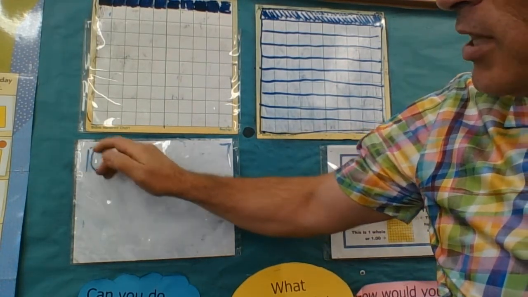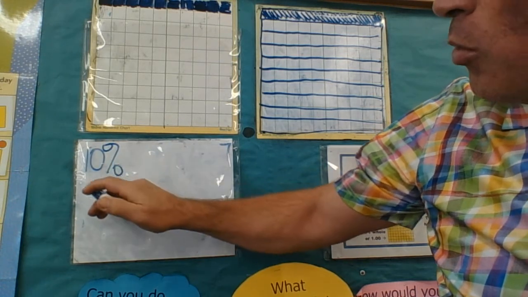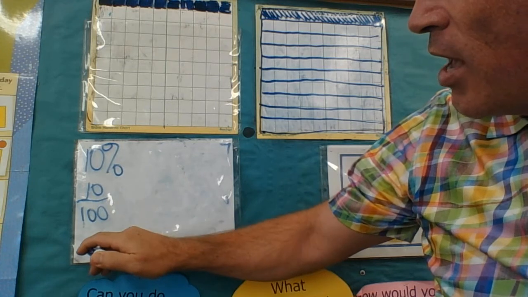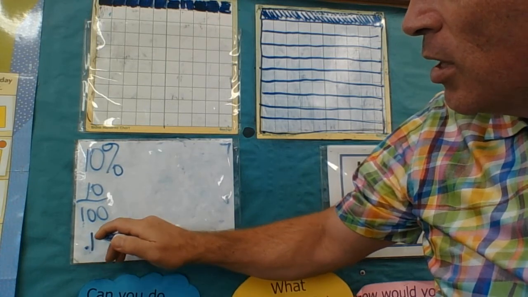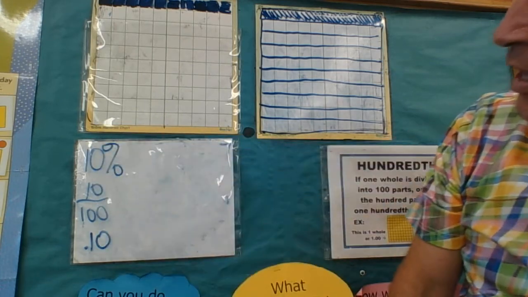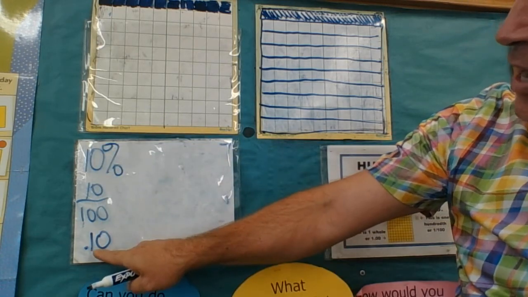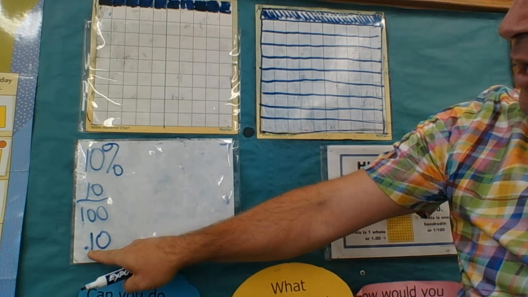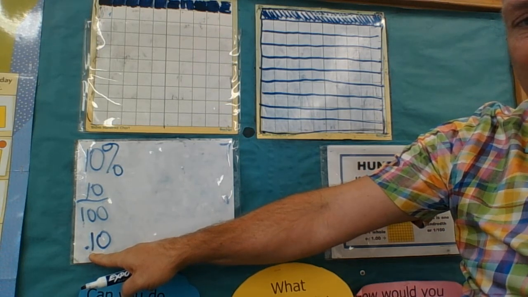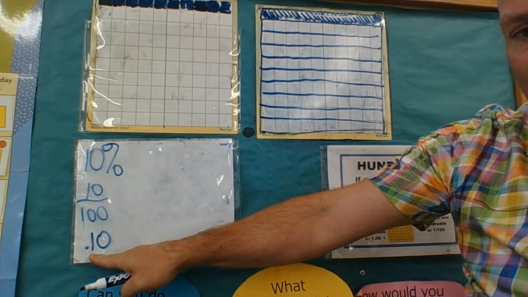We have 10%. We have 10 over 100. And we have 10 hundredths. Now let's just look at a couple of these things. The 10 hundredths, if you'll notice, look where the 1 is. The 1 is in the tenths place value.